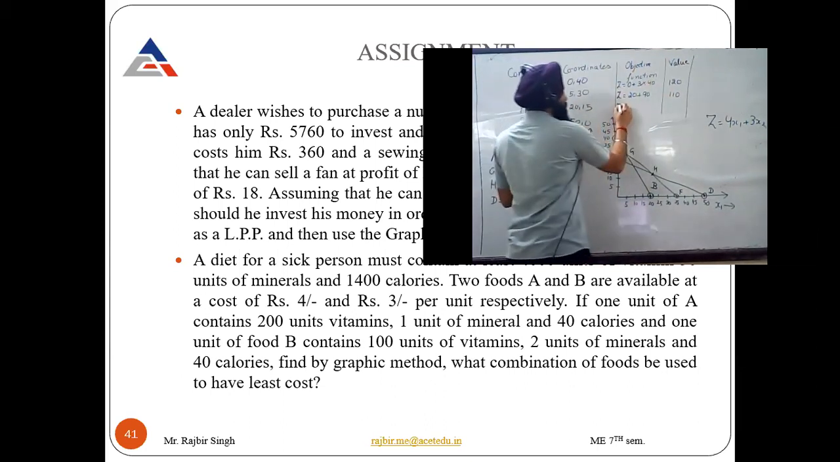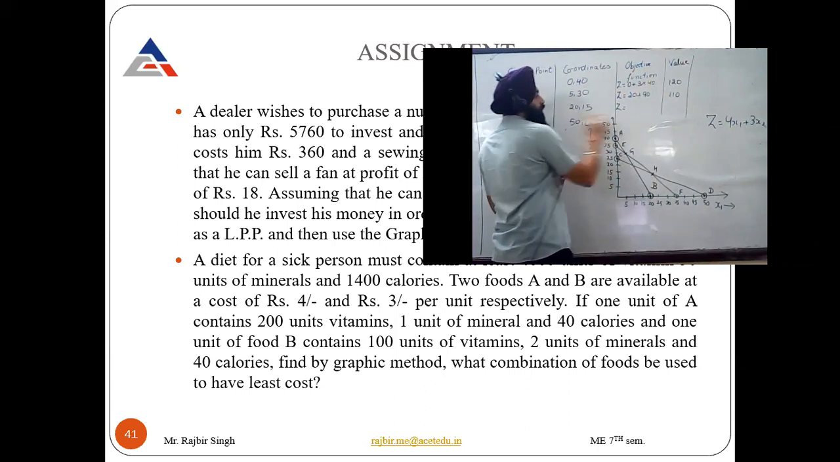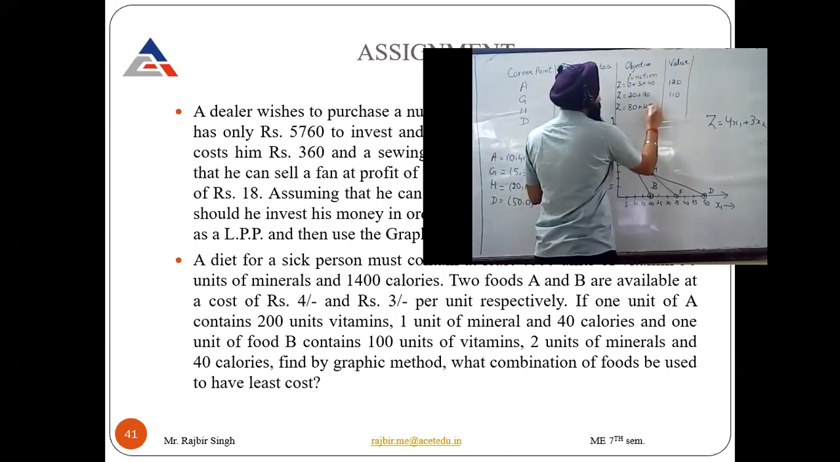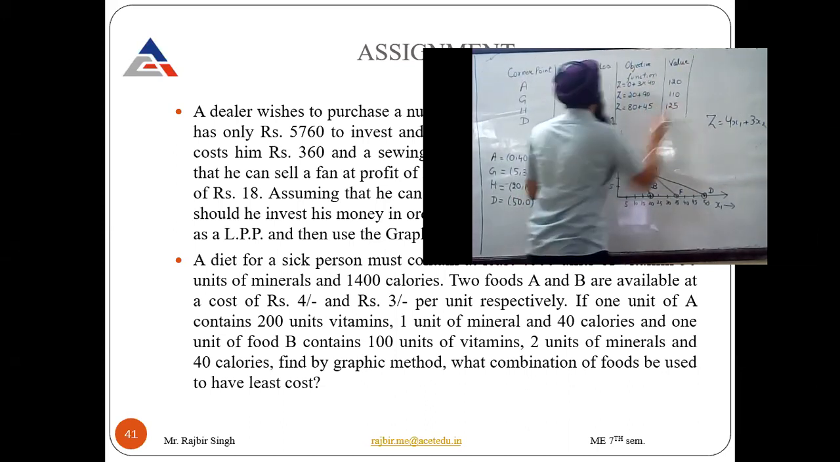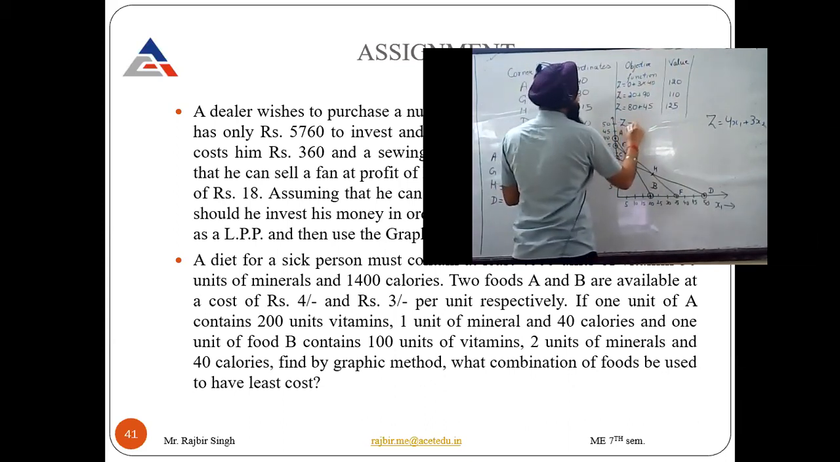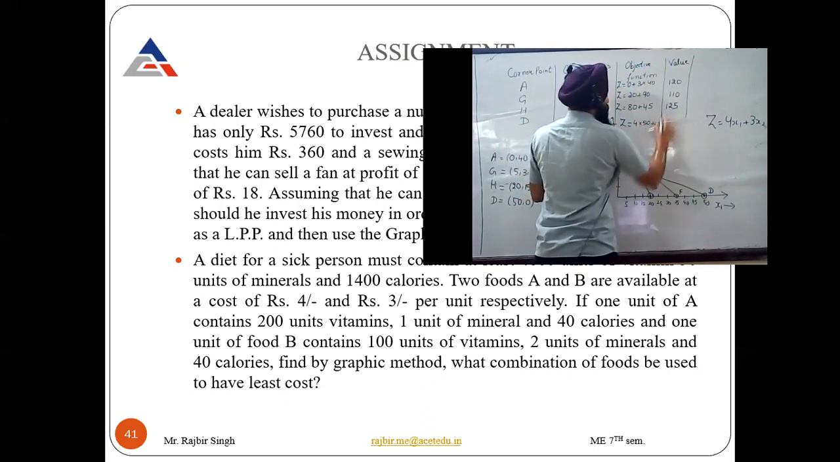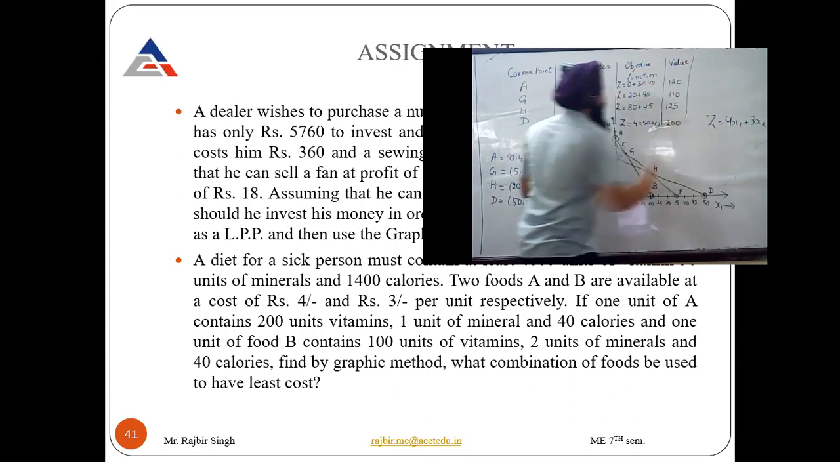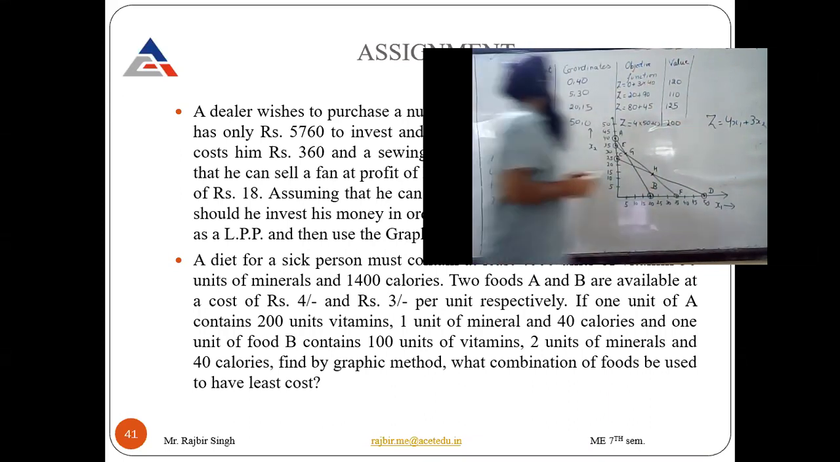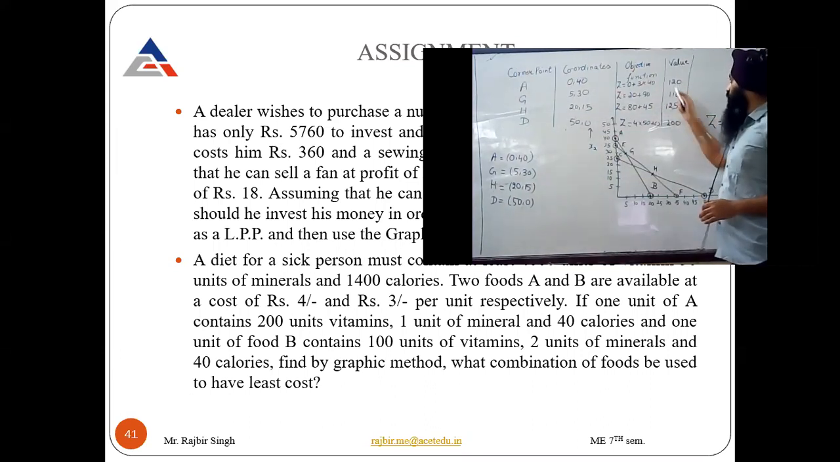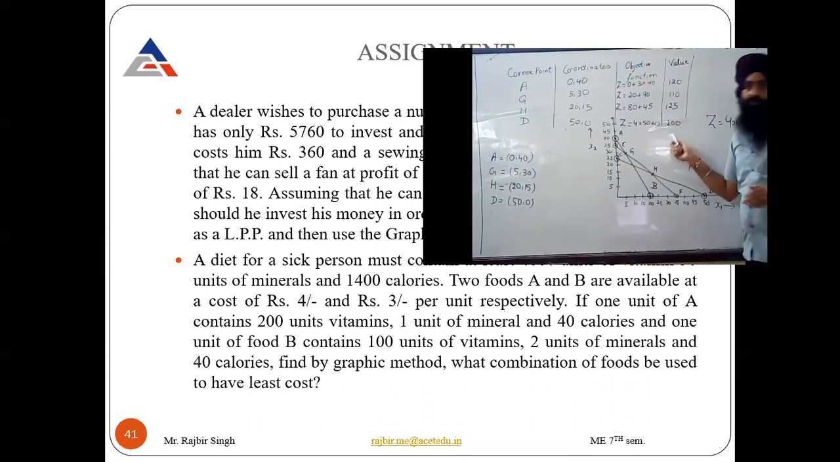Similarly, the third value is Z equal to 4 into 20, that is 80, plus 15 into 3, that is 45. The value will be 125. And the last value will be 4 into 50 plus 0. The value will be 200. So the value of the objective function, that is cost, for A is 120. At point G the value will be 110. At point H the value is 125, and at point D the value is 200.